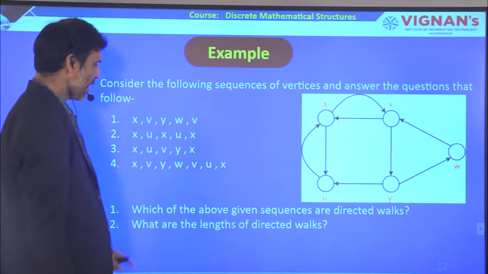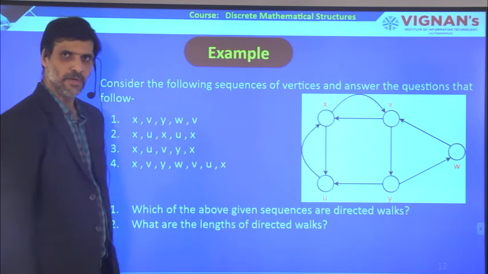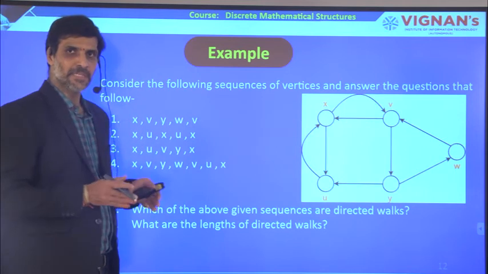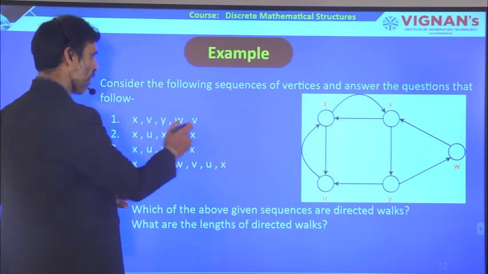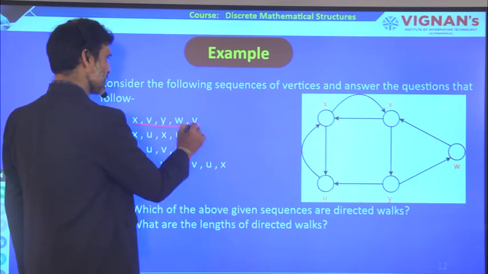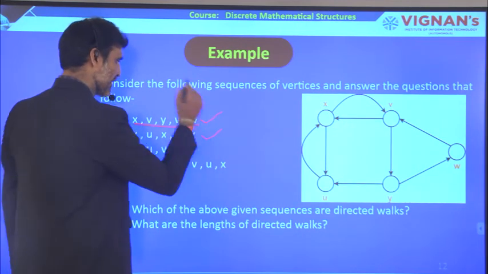What is the next one? What are the lengths of directed walks? How do we find the length? The number of edges which we are traversing in between the given walk of vertices. Suppose you take this, this is a directed walk and this is a directed walk.